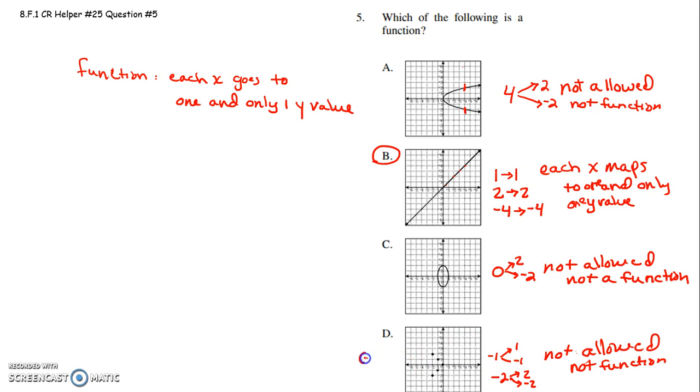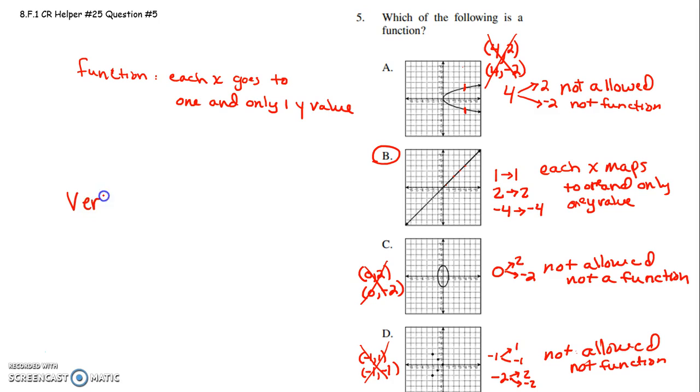You can't have negative 1 trying to go to 1 and negative 1 going to negative 1. That's not allowed. Here, you can't have 0 trying to go to positive 2 and 0 trying to go to negative 2. Not allowed. Up here, you can't have 4 trying to go to positive 2 and also have 4 trying to go to negative 2. That's why it's not a function.